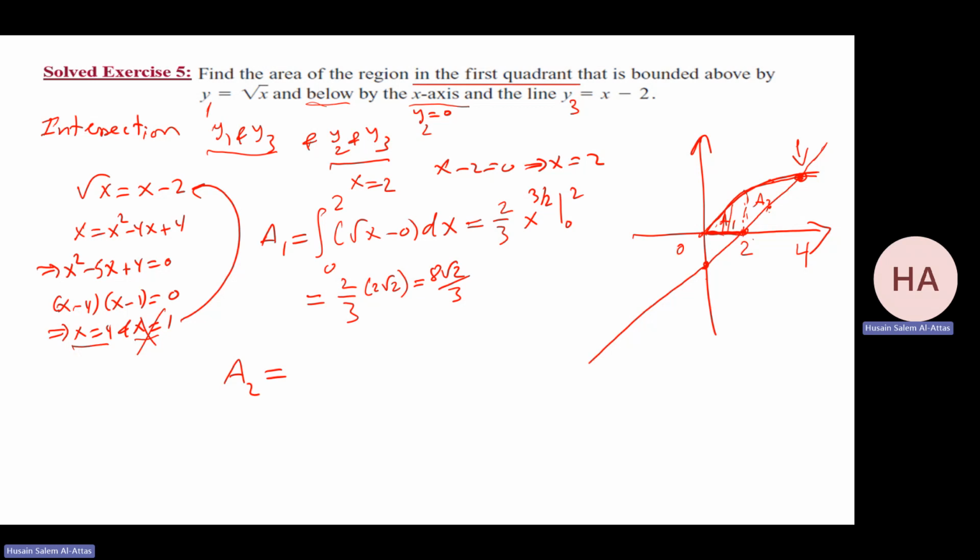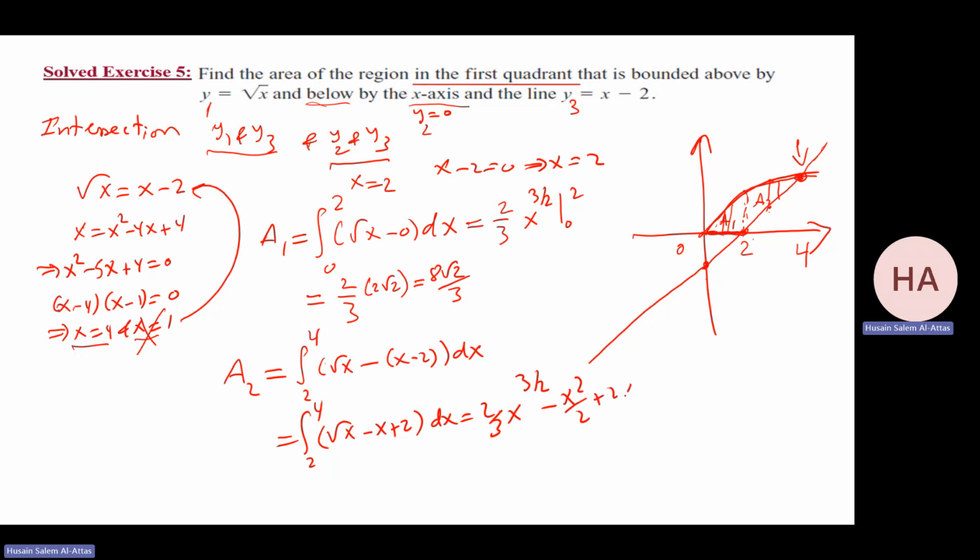A2 will be what? Now A2, if we do the strip, it will be the square root minus the line, and it is from 2 to 4. So the square root of x minus the line, which is x minus 2, dx. I need to do the calculations carefully. Square root of x minus x plus 2 dx. That will be 2 over 3 x to the power 3 over 2 minus x squared over 2 plus 2x. That from where to where? From 2 to 4.